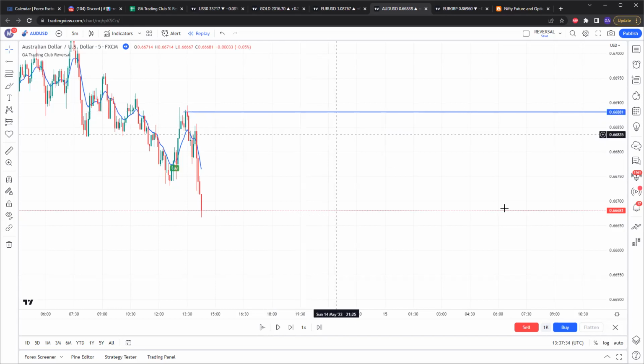For my point of interest, I normally try to use round numbers. You're looking at the last area where price was consistently above the 9 EMA. This is if you're looking for a sell. So for me here, this was about 0.66850, 0.66880.